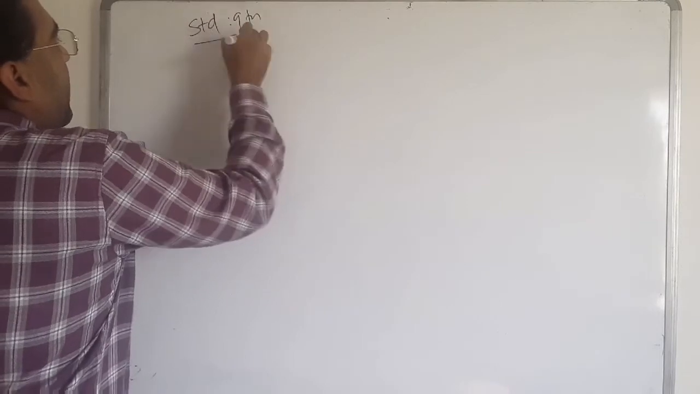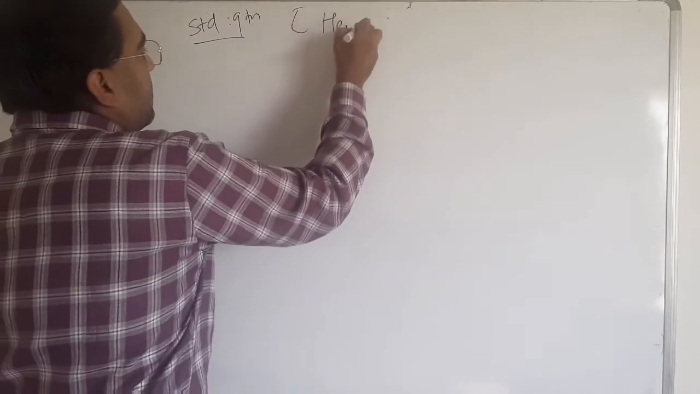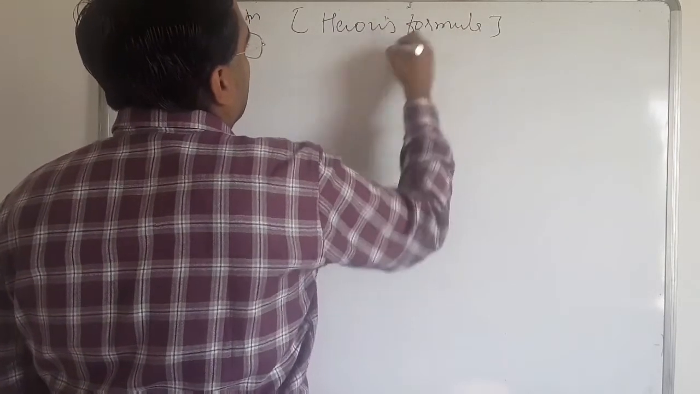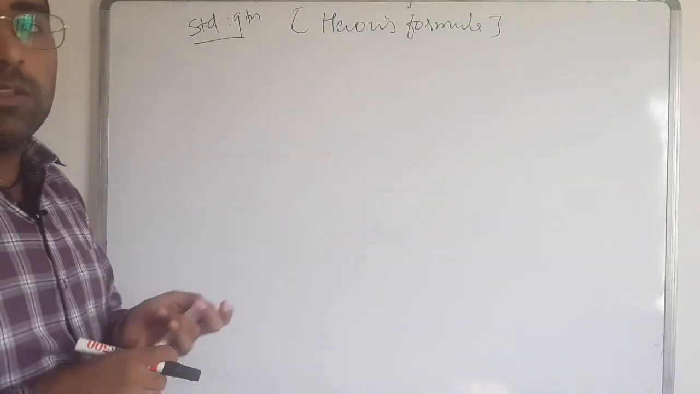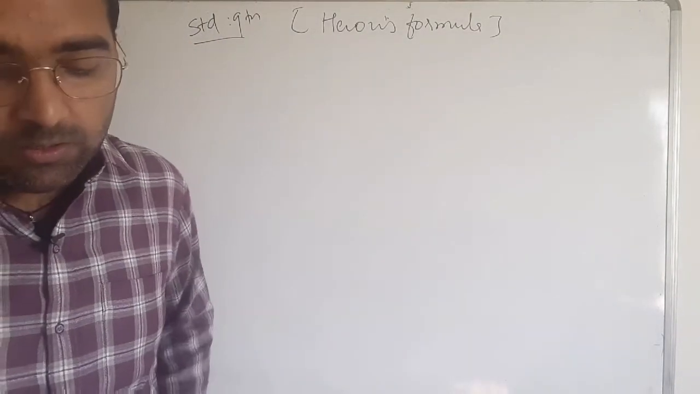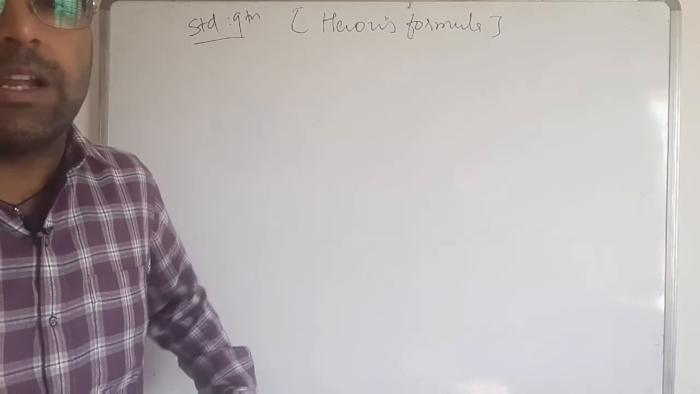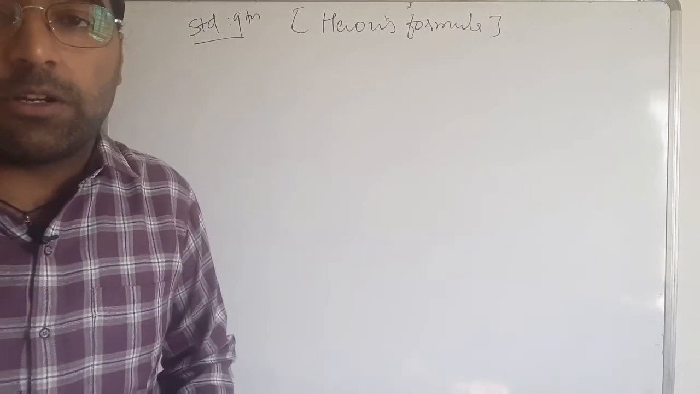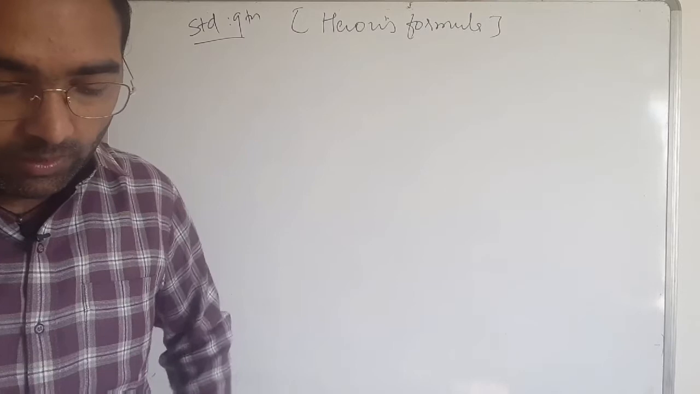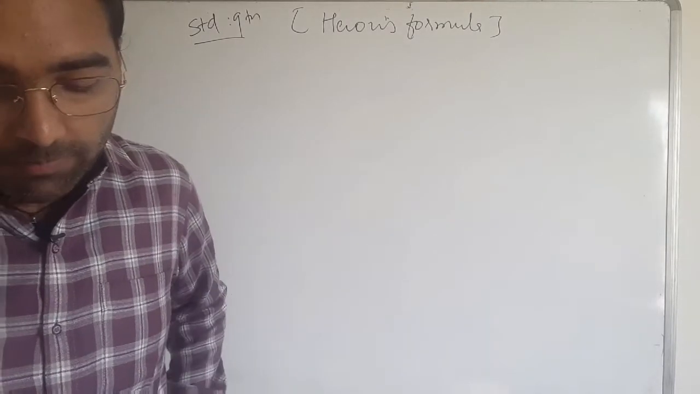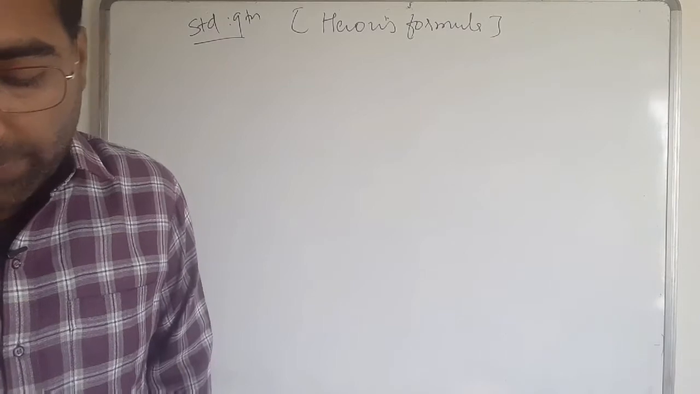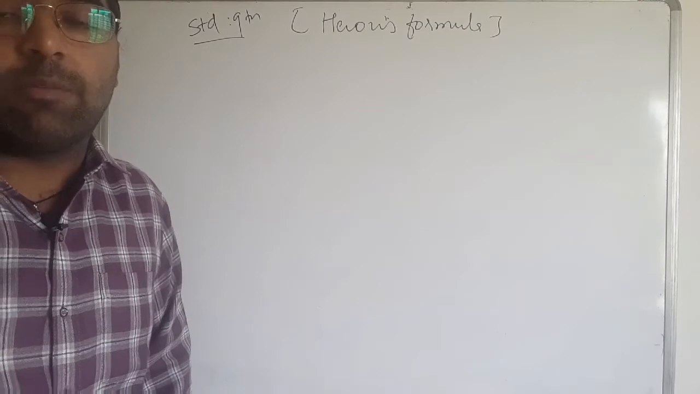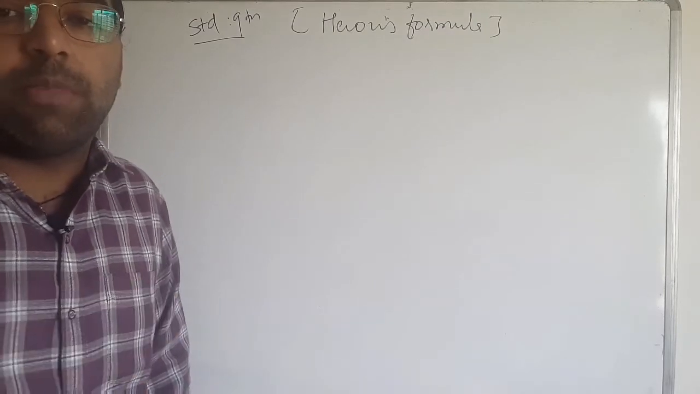Standard 9th, this is Heron's formula. The name of the chapter is Heron's formula. So now there is a question that is also given in your textbook: Radha makes a picture of an aeroplane with color paper as shown in the figure. Find the total area of the paper used. That means find the total area of the picture. Okay.